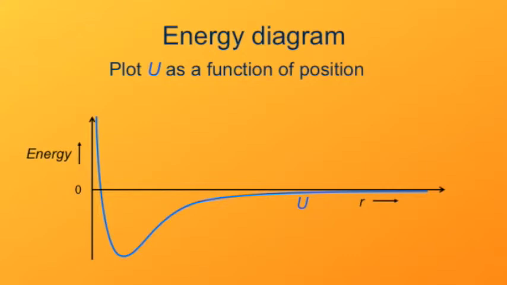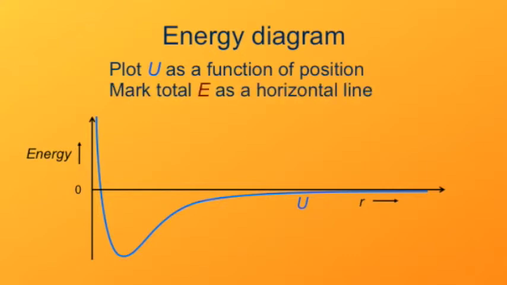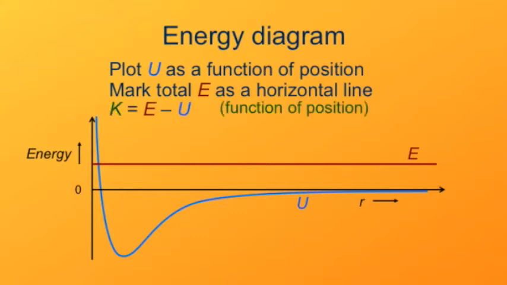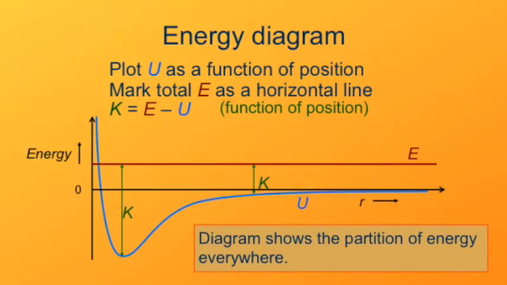The next thing you do, looking at an energy diagram, is to mark the total energy of the system as a horizontal line. We're going to be looking at just conservative forces here, total mechanical energy, potential plus kinetic, and it's going to be constant. So where the potential energy is low, the kinetic energy is high, the object is moving fast. Where the potential energy is high, the kinetic energy is correspondingly lower. The diagram shows us the partition of energy between potential and kinetic everywhere.